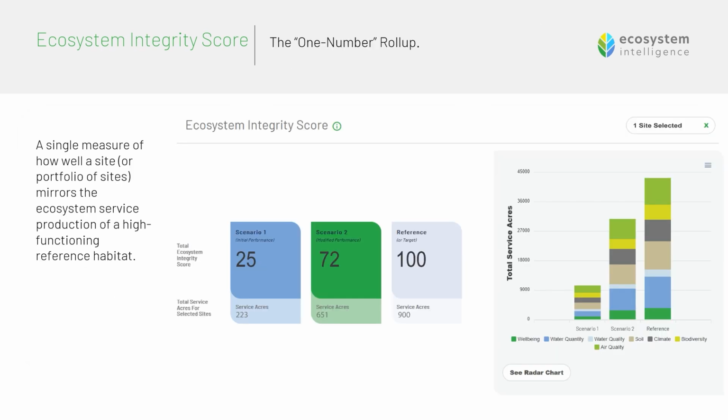The dashboard provides an alternative view in addition to the previous radar chart. You can also see the total number of service acres or hectares produced by a given scenario as stacked benefits. Again, those same 7 core categories are stacked vertically, so we can see the overall amount of benefit provided.